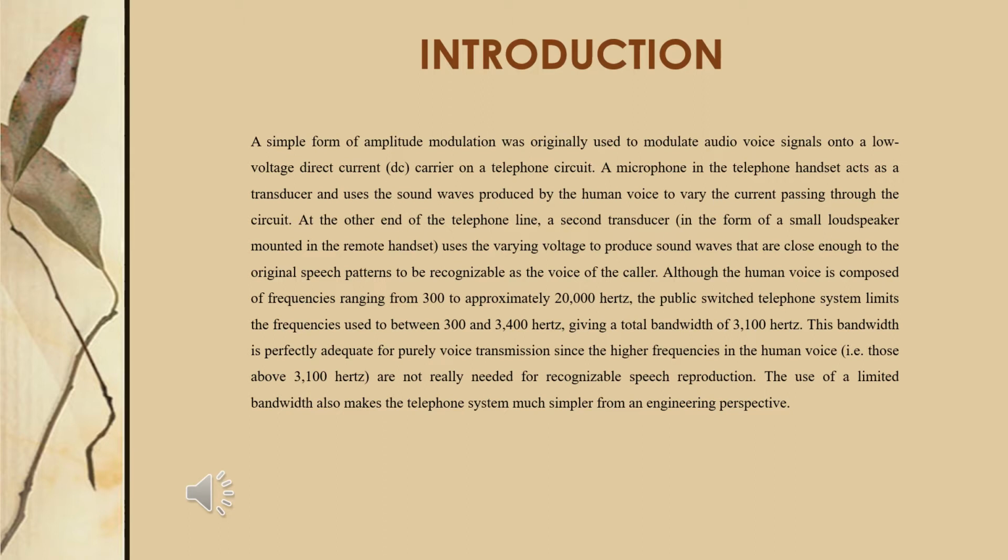At the other end of the telephone line, a second transducer, which is in the form of a small loudspeaker mounted in the remote handset, uses the varying voltage to produce sound waves that are close enough to the original speech patterns to be recognizable as the voice of the caller.